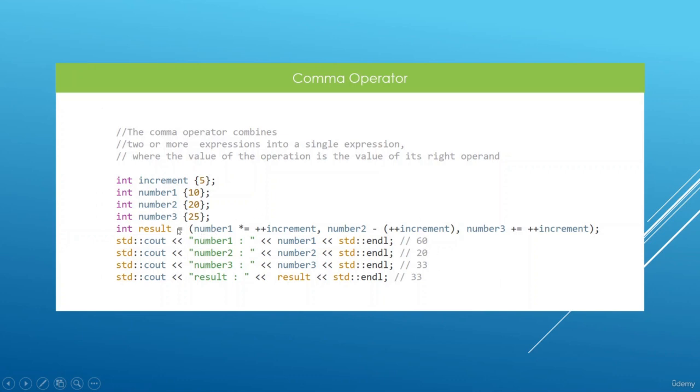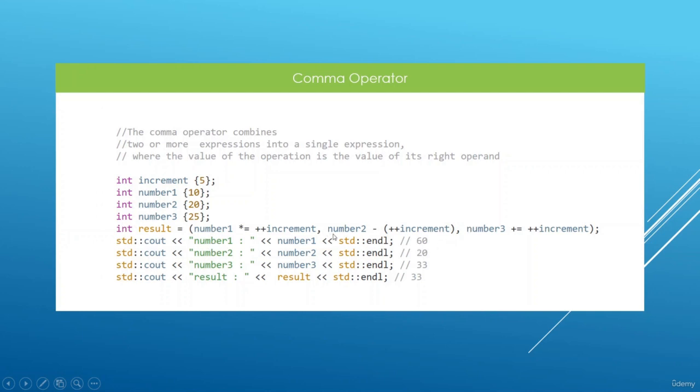When the compiler tries to evaluate this, it's going to do this from left to right because the comma operator is left to right associative. So we're going to start from the left. If we go here, we're going to increment. The increment variable is going to be incremented by 1. It's going to become a 6. We're going to multiply this 6 with whatever is in number 1, and we're going to get a 60. And that 60 is going to be assigned back to number 1. So after this expression, if we print number 1, we're going to get a 60.